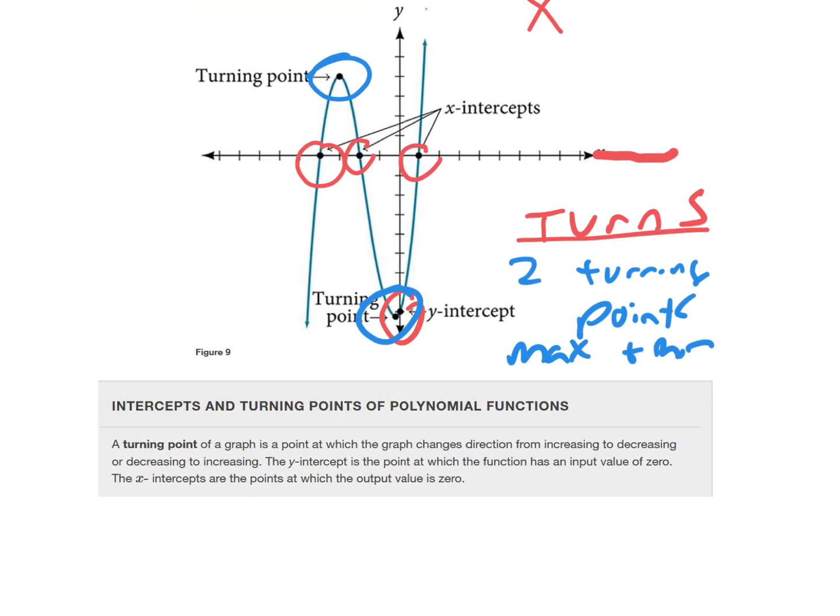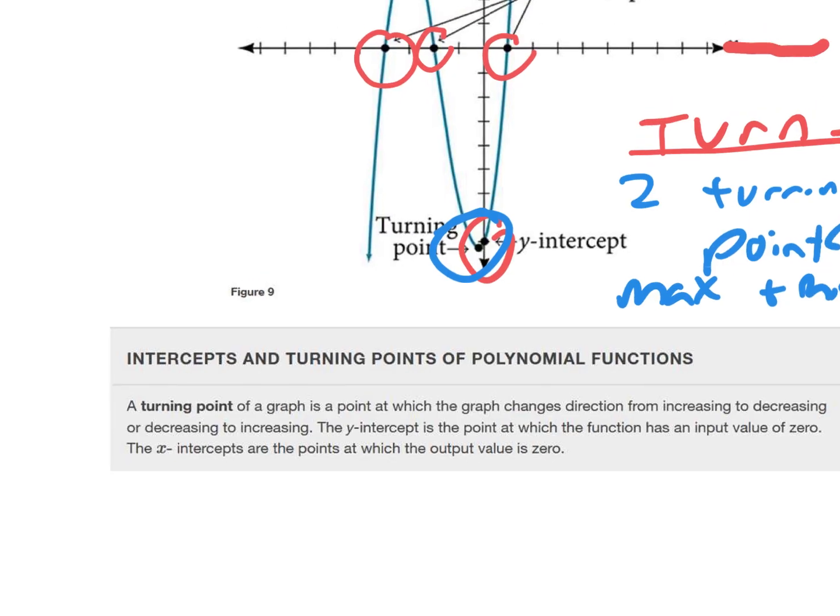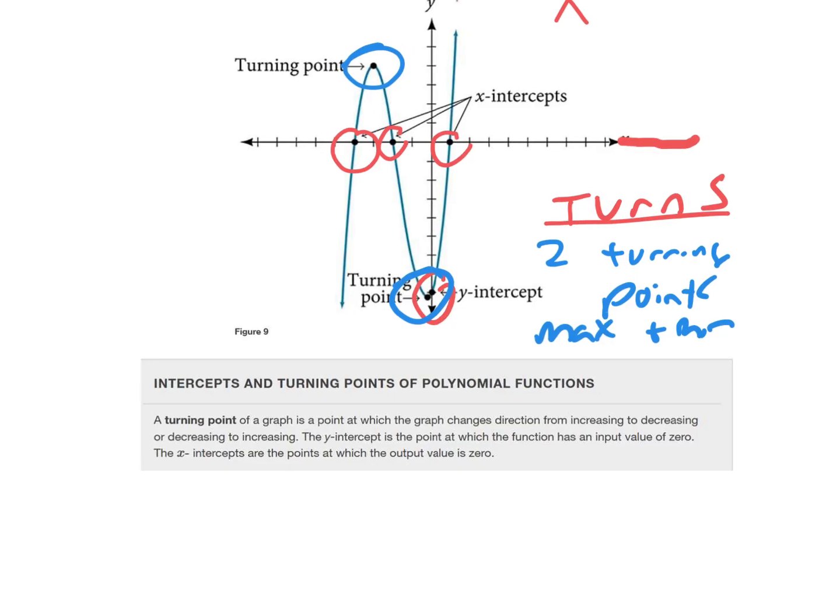Next picture says, identify the intercepts and turning points of polynomial functions. I'll let you read that on your own. I probably said a lot of the same stuff.